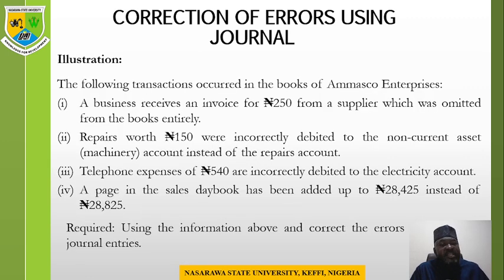The second case is repairs worth 150 were incorrectly debited to non-current assets, i.e. machinery account instead of repairs account. The correct thing to be done is that we are supposed to debit repairs account, but we mistakenly debited machinery account. So what we're supposed to do is to take this amount from machinery account and then post it correctly in repairs account. Recall that the 150 is already on the debit side of machinery account. So to take it away, you post 150 on the credit side so that it will cancel out the 150 that has been included in the debit side of that account that shouldn't be there. Now, it means you credit machinery account and then you do the correct thing by debiting repairs account.